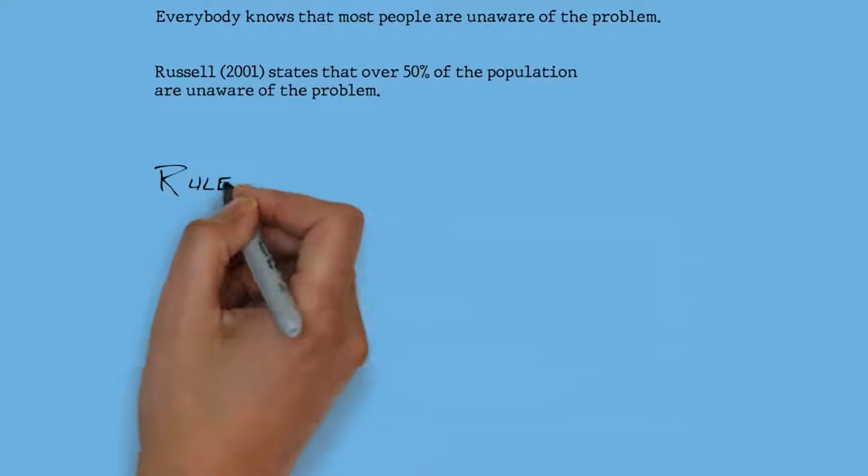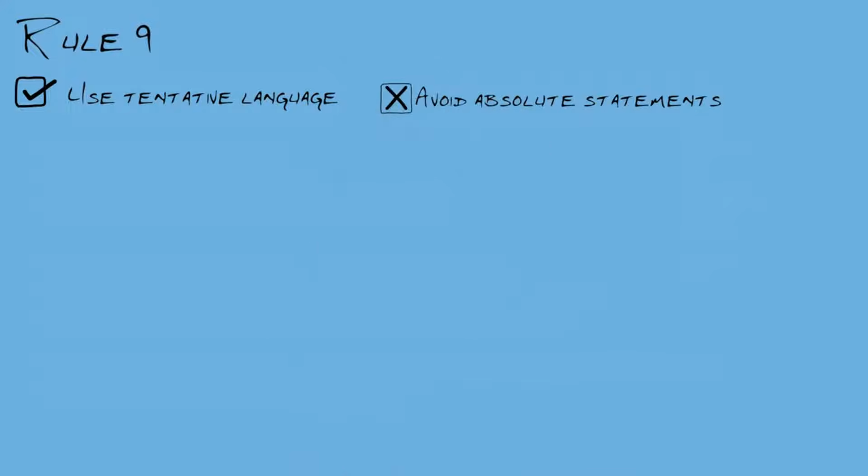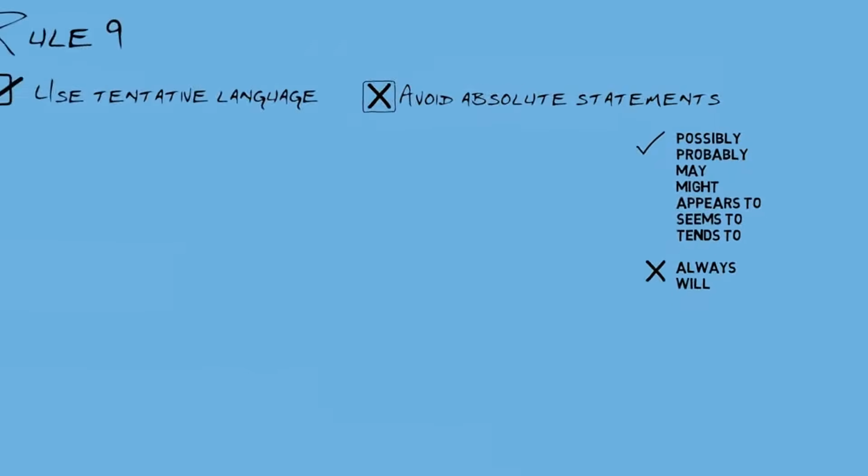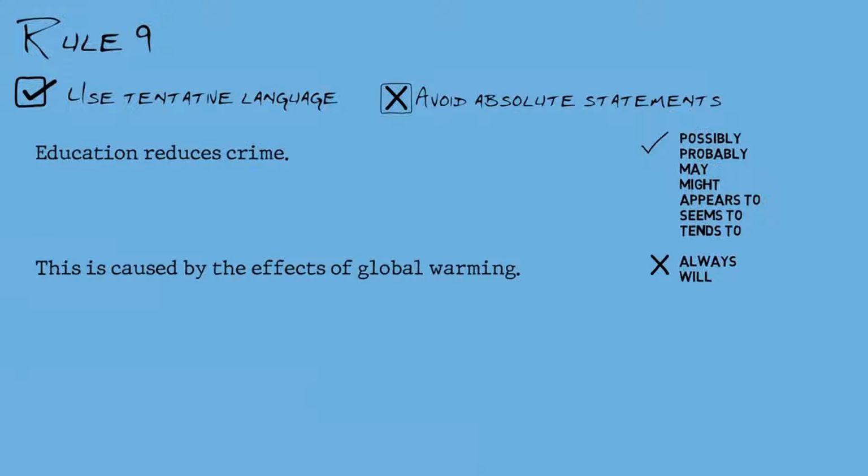Rule 9. Use tentative language and avoid absolute statements. Academic English tends to use more tentative language than everyday writing. This means phrases like possibly, probably, may, might, appears to, seems to, tends to, rather than making absolute statements using words like always or will. So these 2 statements here are very absolute. Education reduces crime. This is caused by the effects of global warming.